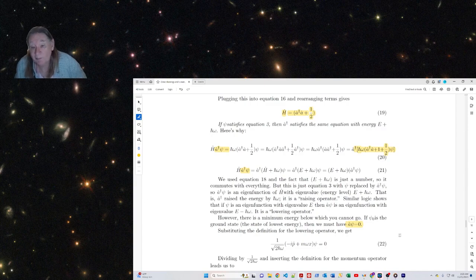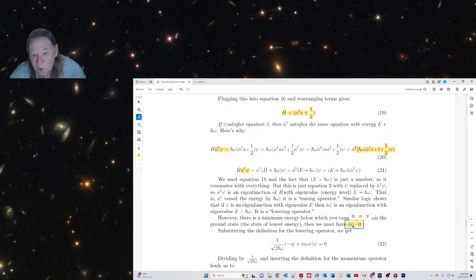Not even a quantum state. If we were dealing with photons, it would be like, okay, there was one photon left, and we applied the annihilation operator, and now there's no more photons. There's just a vacuum. There's nothing there. So this is what it means.